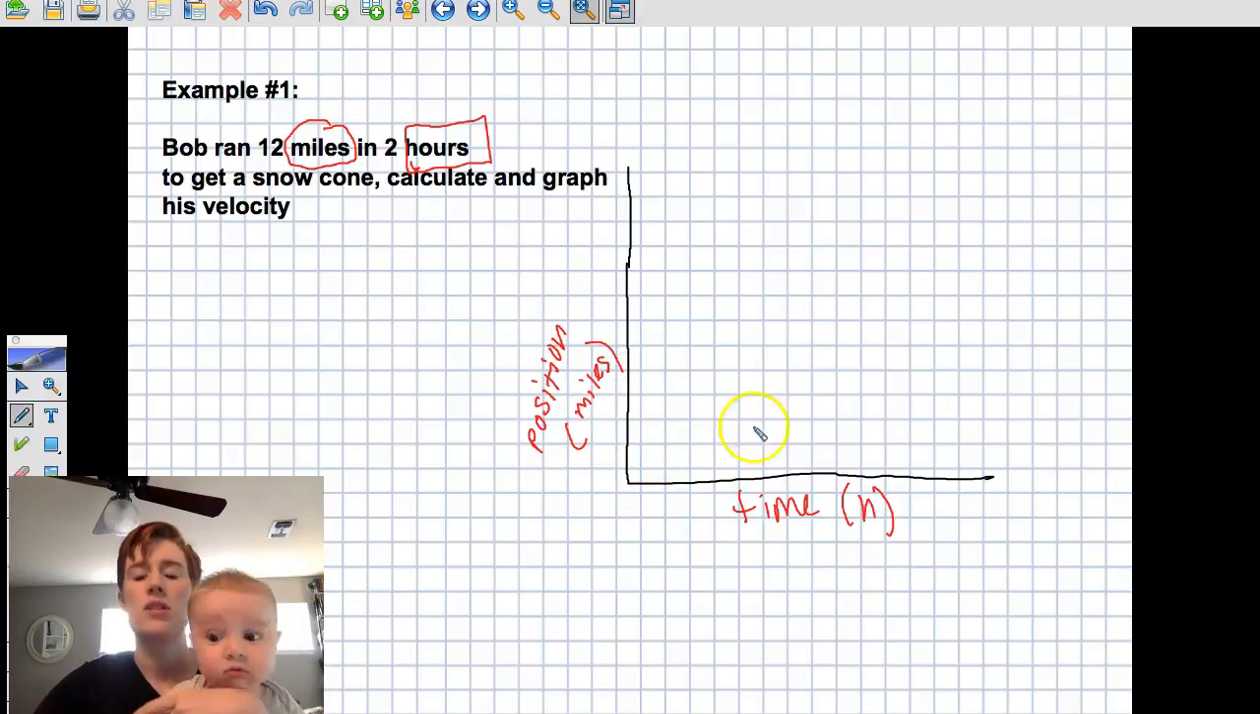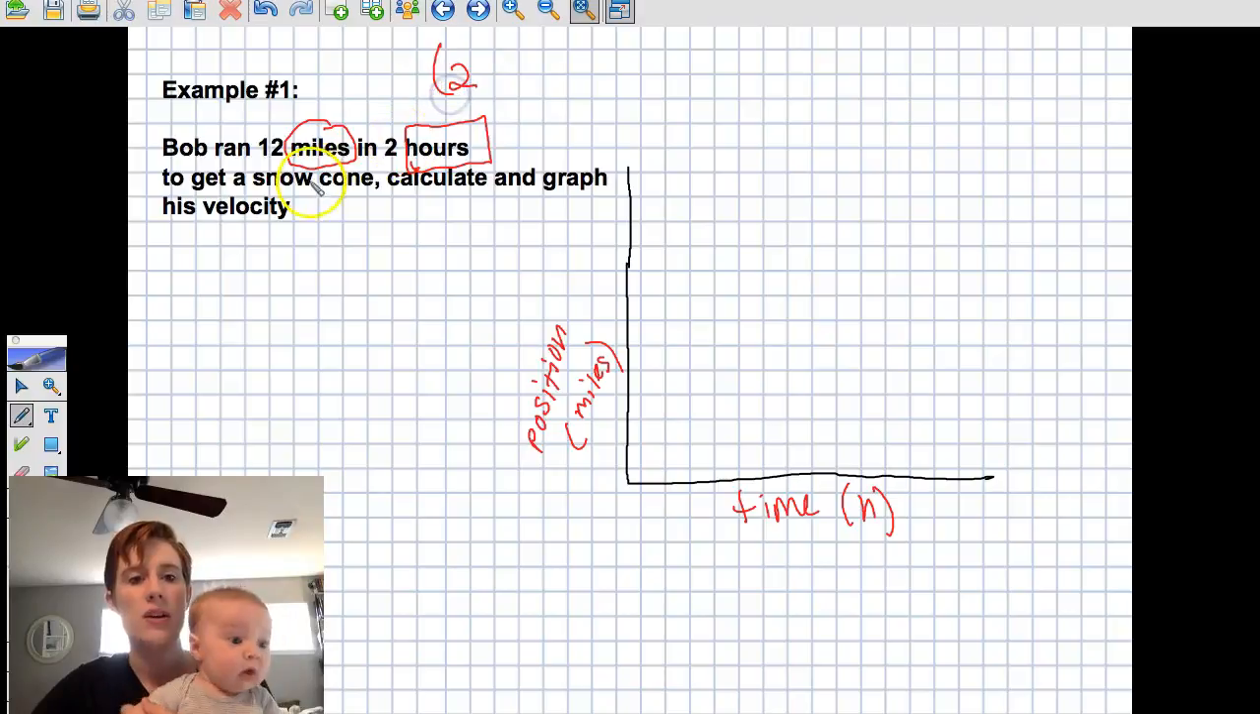Okay, so position over time. And I'm going to go and graph that. Right now I'm only given 1 point. Time is my x value, and position over here was my y value. So I'm going to graph this point, 2, 12.